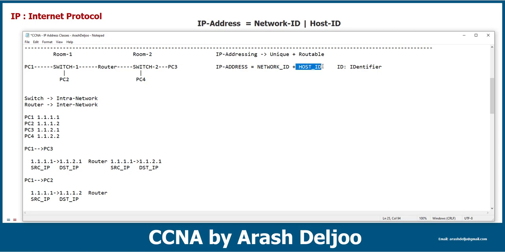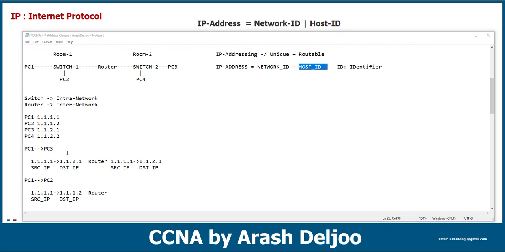And also we have the host ID. The host ID should be unique in each network. The function of the network ID is routing. You will learn about this. And the function of the host ID is uniqueness. We use the network ID for reaching the destination, and we use the host ID for identifying the destination, for example, the host.